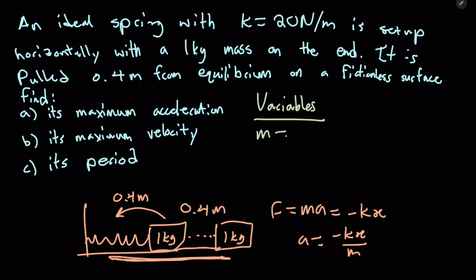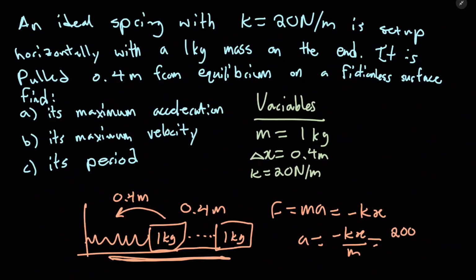We have m is given as 1 kg, my bad. We have change in x, or amplitude/displacement, is equal to 0.4 meters. And then we also have k equals 20 newtons per meter, very different than newton meters. So that means we can easily solve this equation for A if we just plug in some variables here.